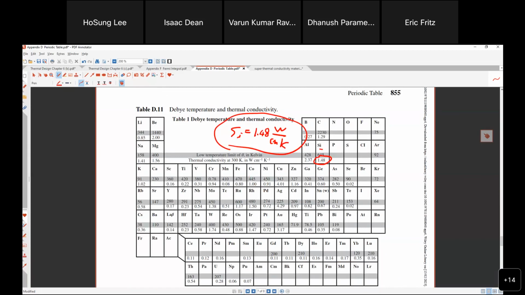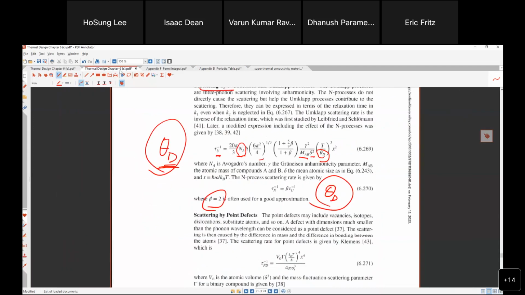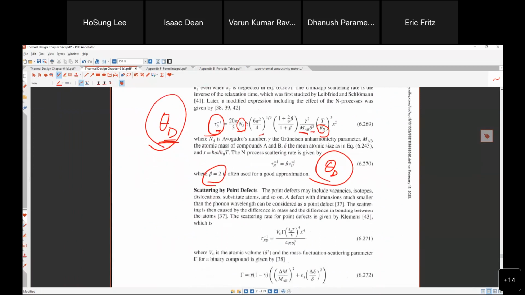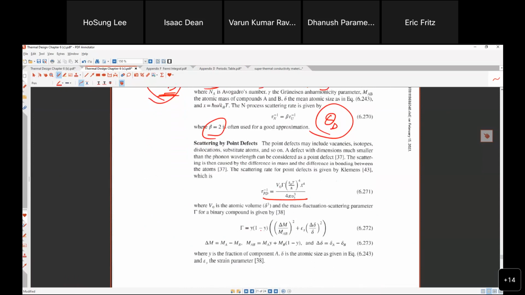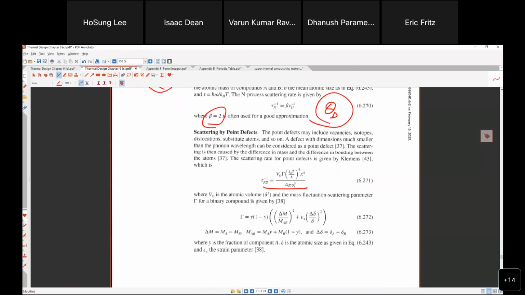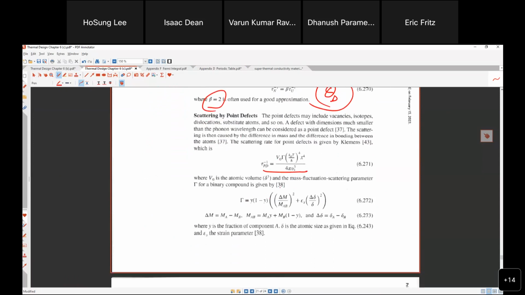Yeah, Debye temperature, I'm sorry, there is a Debye temperature. Silicon has a Debye temperature of 645. Okay, you can find it. I'm sorry, I lost it. Yeah, sorry about that. So with the Debye temperature, you can calculate the Umklapp relaxation time, and the others also, as long as you can calculate.